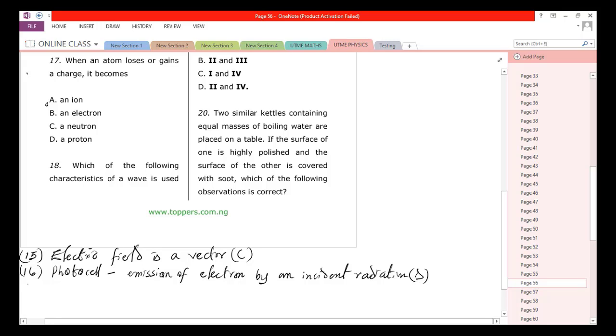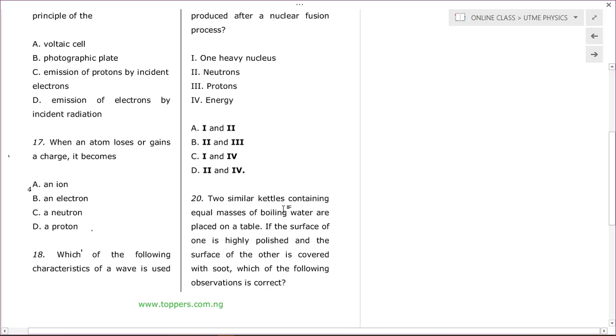Number 17. We're told that when an atom loses or gains a charge, it becomes, that one is straightforward, it becomes an ion. An ion. That is A. Now, let's look at number 18.